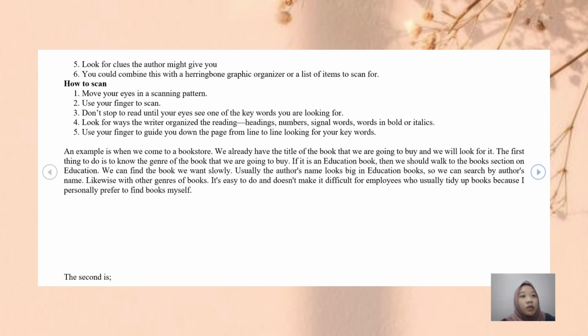Usually the author's name looks big on education books, so we can search by author. Likewise with other genres of books, it's easy to do, and it doesn't make it difficult for employees who usually tidy up the books, because I personally prefer to find the book myself.